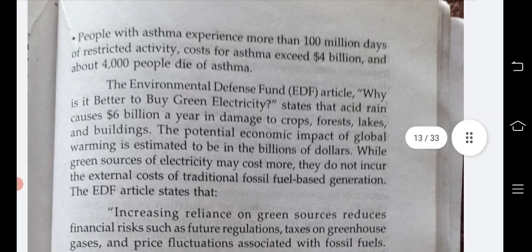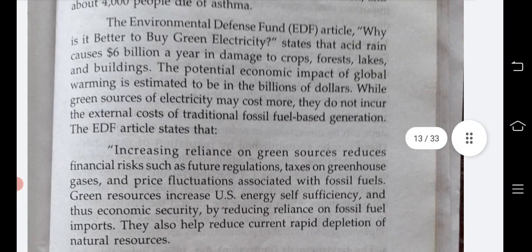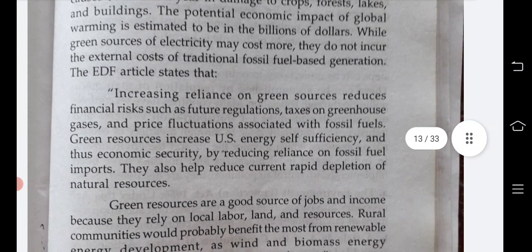The Environmental Defense Fund article, "Why is it better to buy green electricity," states that acid rain causes $6 million a year in damage to crops, forests, lakes and buildings. The potential economic impact of global warming is estimated to be in the billions of dollars. So much loss is happening because of environmental pollution.